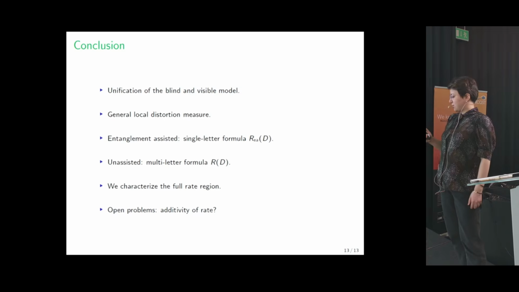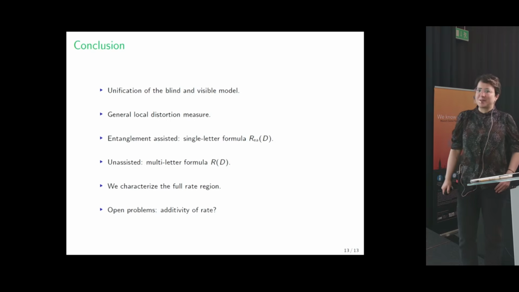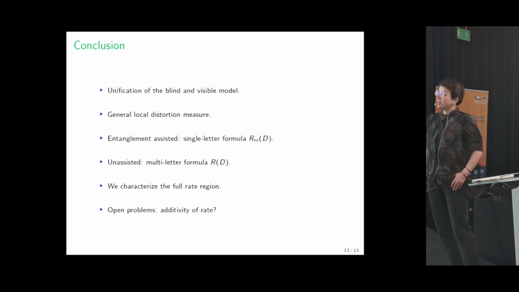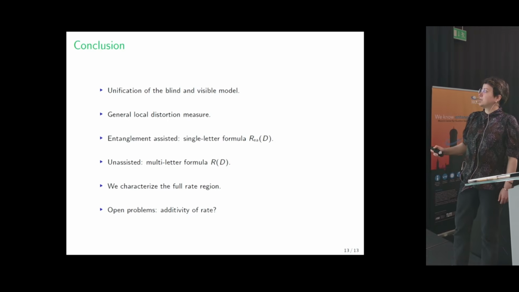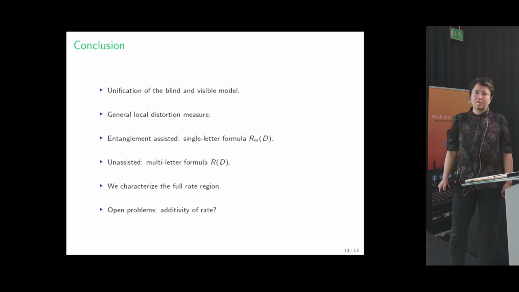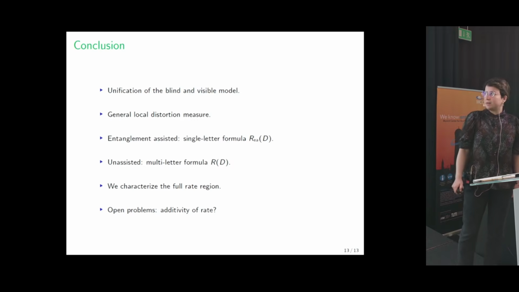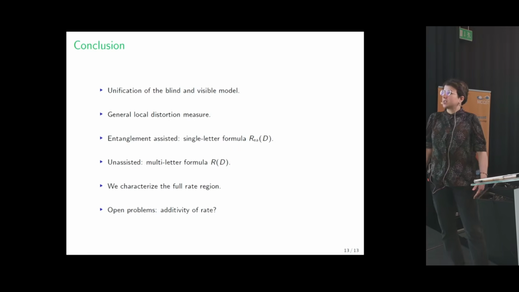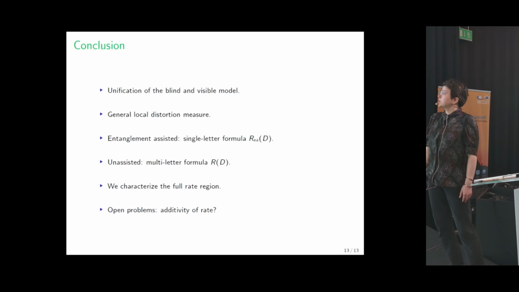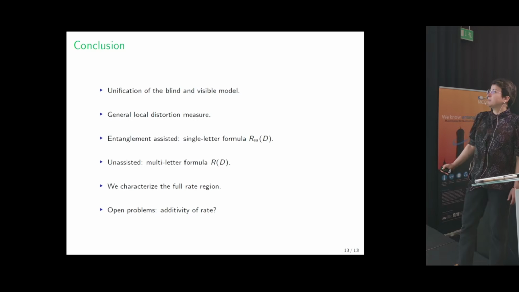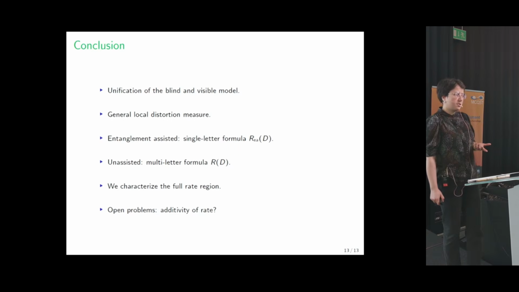Okay, so I don't want to talk so much before the coffee break. Maybe I can conclude something here. The main point in our rate distortion theory paper is that first of all, we unified the blind and visible compression models that existed already in the literature. Unlike the rate distortion theory for pure states that was already studied, the blind and visible models were not distinguished. Another important thing in our result is that we don't have any specific distortion measure.